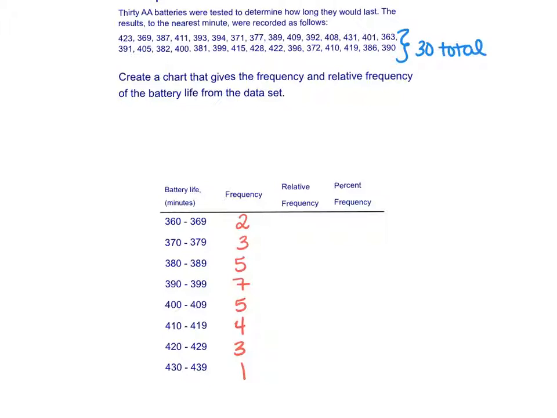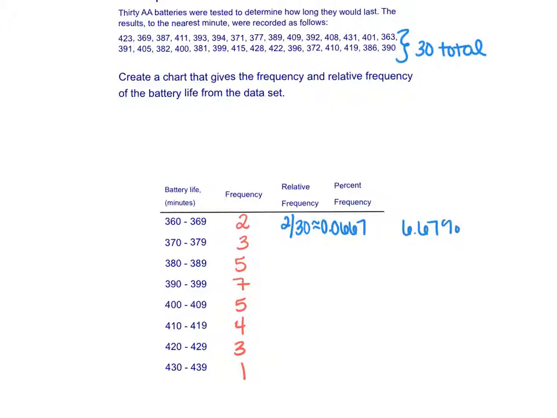So recall from lesson 7.1, to calculate the relative frequency, I'm going to take the frequency and divide by the total number of trials. And here the number of trials is 30, the number of batteries I tested. So I'll take 2 divided by 30, and the relative frequency I'll get is 0.0667. And so then my percent frequency, I don't have a ton of room, is going to be 6.67%.